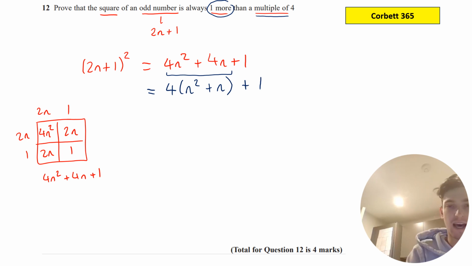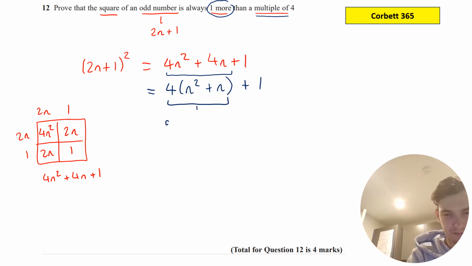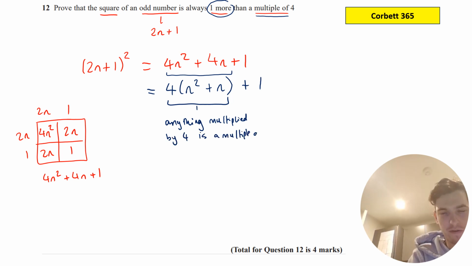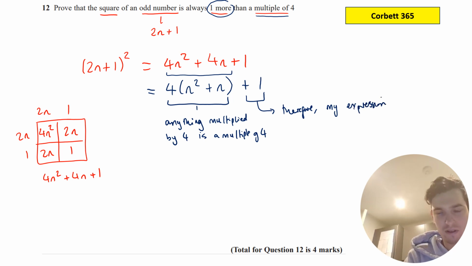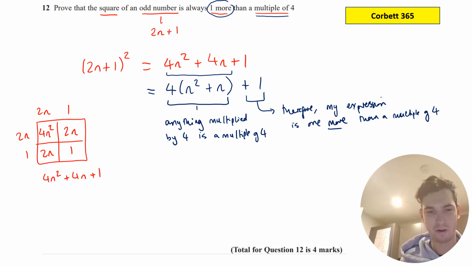So I think I'm almost there, because this is something that is multiplied by 4. So anything multiplied by 4 is a multiple of 4. And then this is adding 1. Therefore, my expression is 1 more than a multiple of 4. Okay, let's keep going.